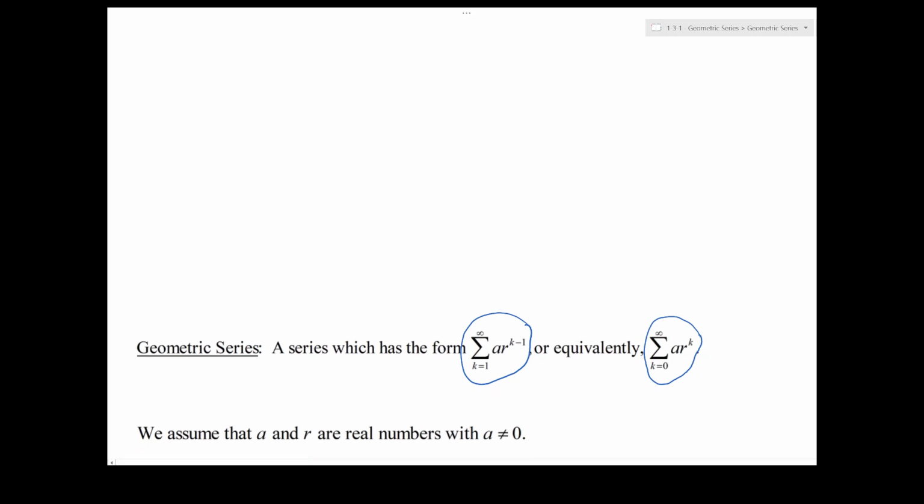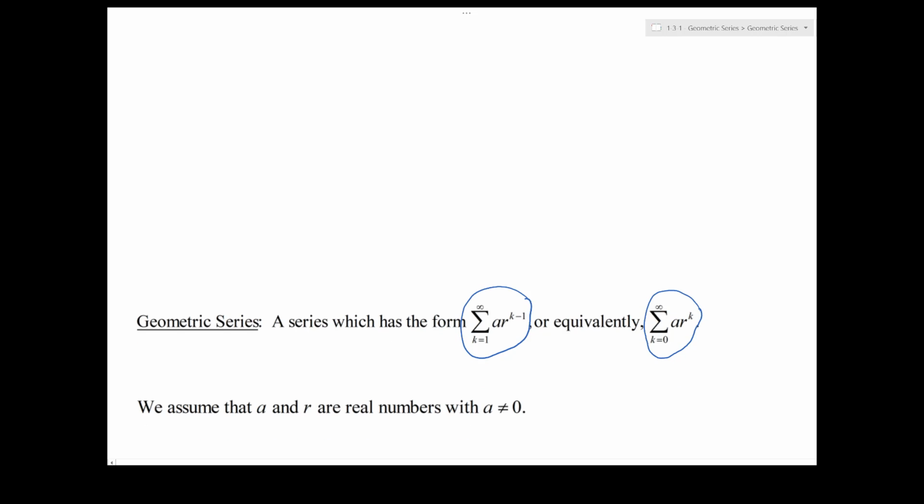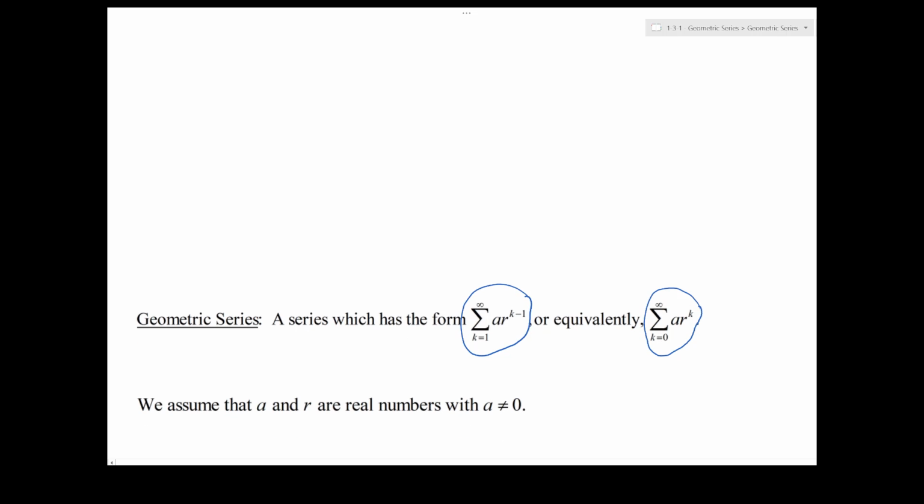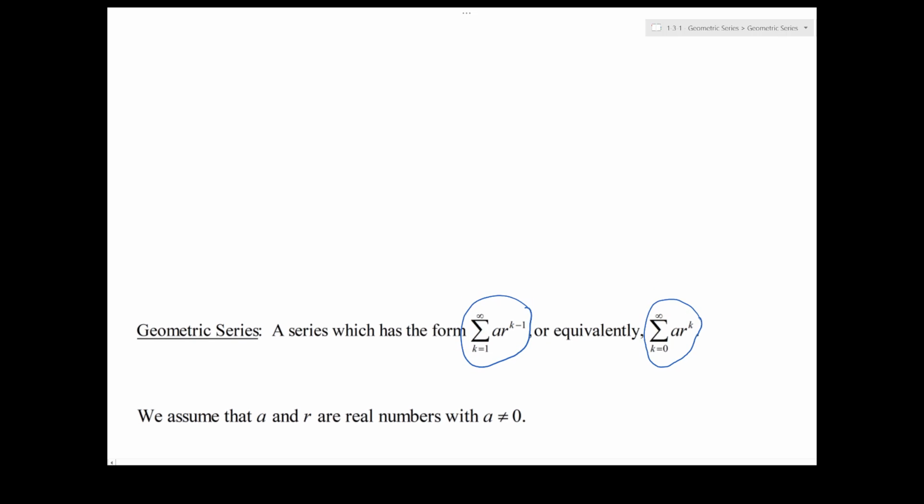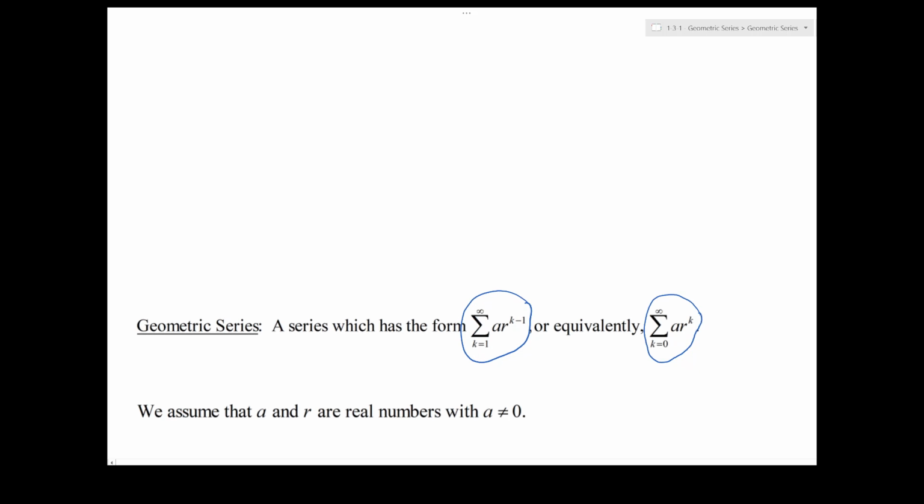First of all, we assume that these values a and r here are both real numbers and a is non-zero. We especially don't want a to be 0, because if it was 0, then every term in this series would be 0. Just add up 0 forever. Not that interesting. R being some real number, though, and our job is to investigate for various values of r what's going to happen with this series.